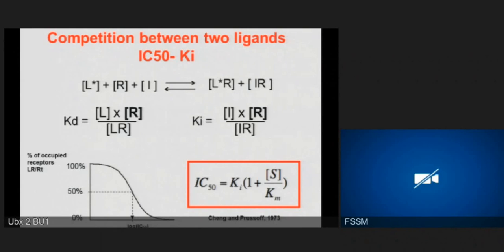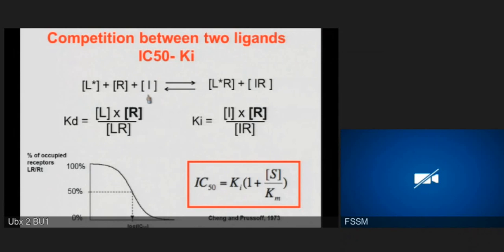And what we will measure is the displacement of the radiolabeled drug with a new compound. And the new compound on this slide is called I for inhibitor. But at the end it can be what you want. So inhibitor here, because if it is present, it might inhibit the formation of LR.